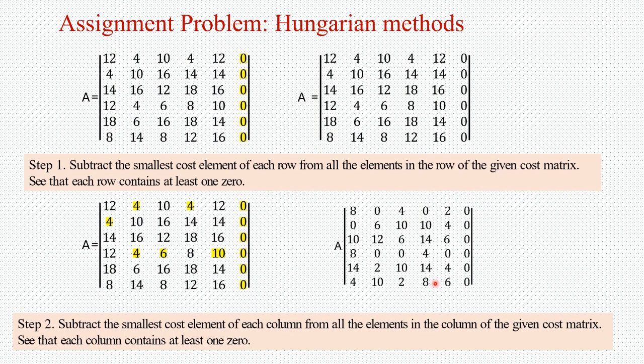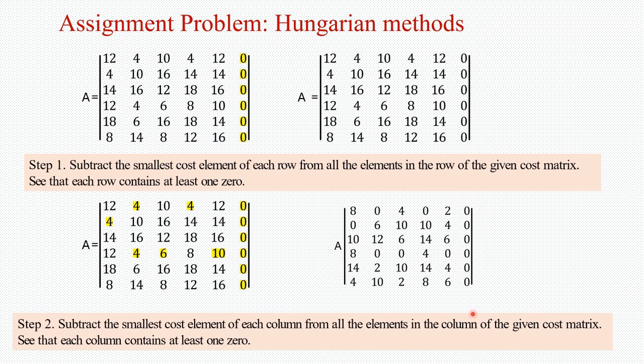Smallest element in fifth column is 10. 12 minus 10 is 2. 14 minus 10 is 4. 16 minus 10 is 6. 10 minus 10 is 0. 14 minus 10 is 4. 16 minus 10 is 6. The smallest element in last column is 0, so difference of the numbers is same.